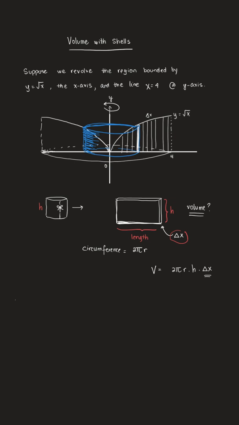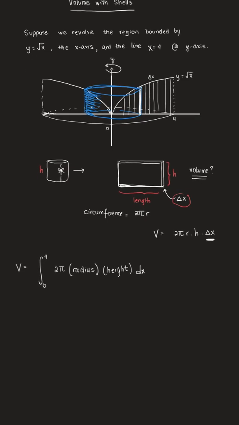Volume's going to be the integral, in this case, from 0 to 4. In this case, we have 2 pi. We're going to need the radius, and I'll show you how to find that. We're going to need the height, and we know that as the number of pieces goes to infinity, that little delta x becomes dx. And so let's think about, where does the radius come from? Where does the height come from?